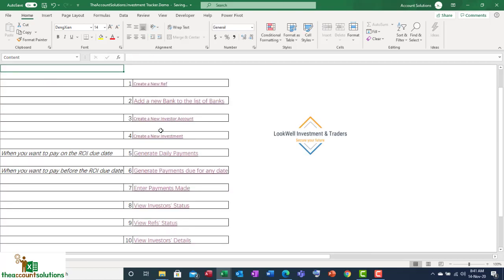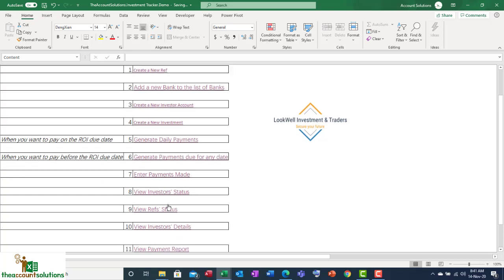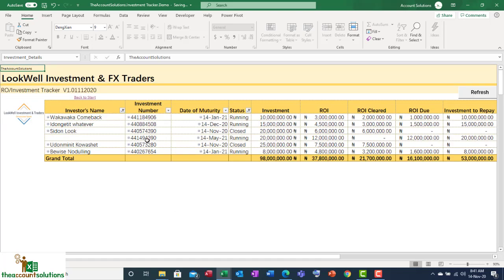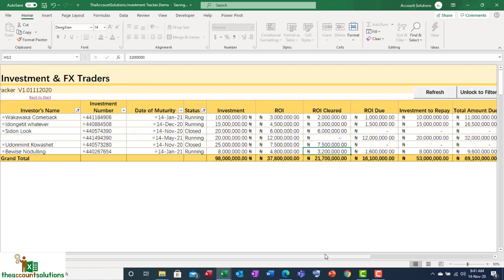Next is to look at how to top up. So let's go back to the details again. We want to top up for Be Wise, no dulling. Okay, now the way this template works, every additional capital is assumed to be an investment, so it will have a different investment number. But the trick is, if the investor is topping up on existing investment, to terminate on the same day with the old investment. Let's look at the status first. Let me explain with the status.